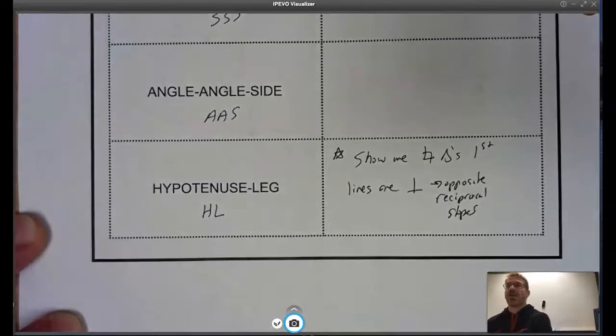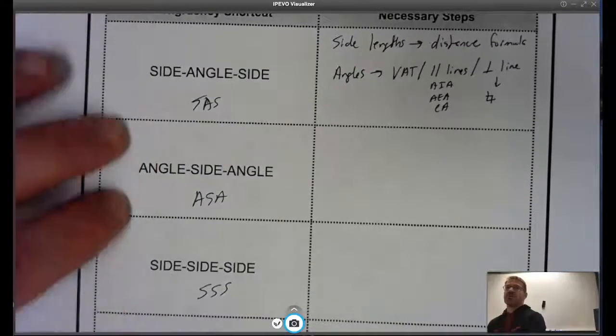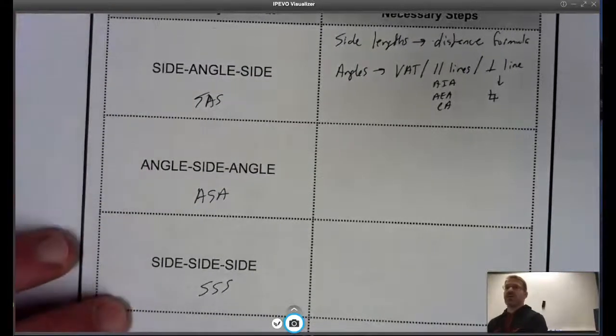Okay, all right. So remember that you can only use HL if you have a right triangle. So the first thing you have to do to use HL is show that you do in fact have two right triangles, right? Whereas for all of the rest of these, you don't have to do so. You can just go through and try to find whatever information.